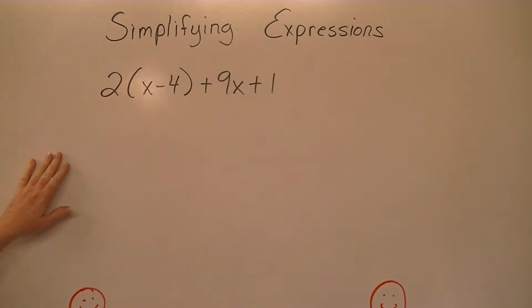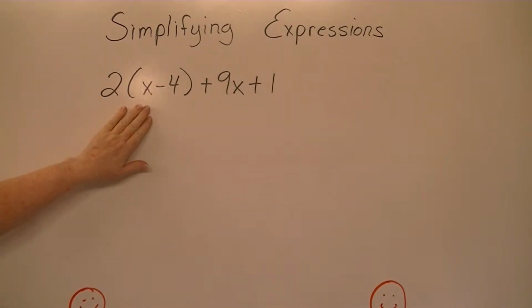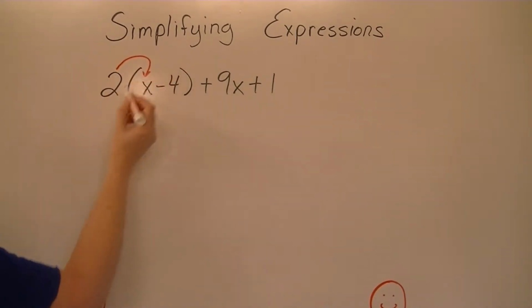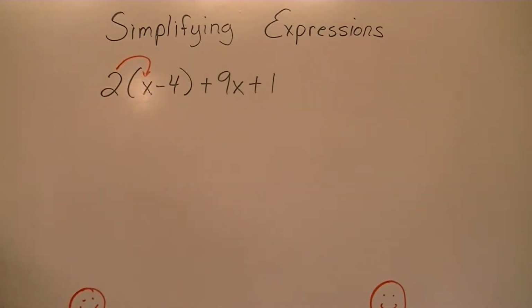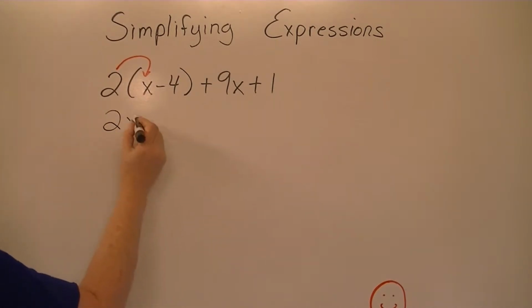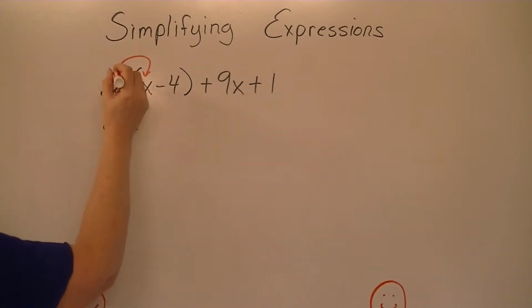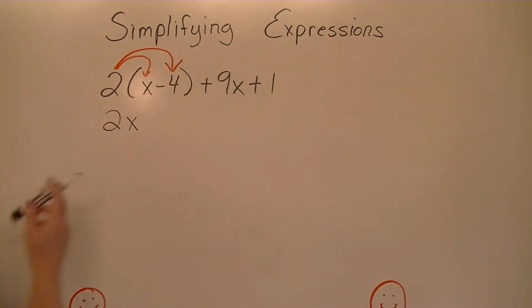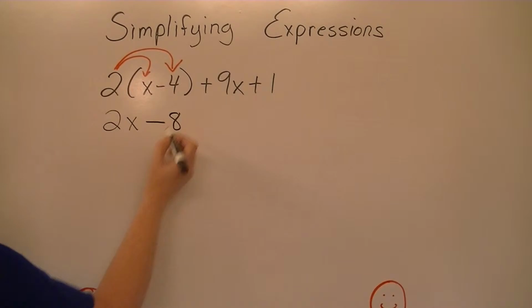The first thing that we're going to do when we look at this is focus on the parentheses. We have x minus 4. There's nothing that we can do inside the parentheses, but we can multiply using the distributive property. So we're going to multiply 2 times x, which is 2x, and then we're going to multiply 2 times negative 4, which is negative 8.